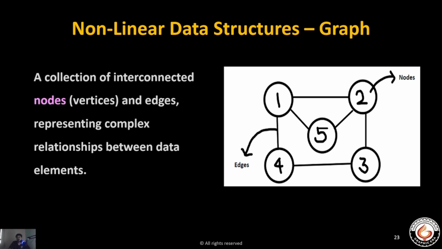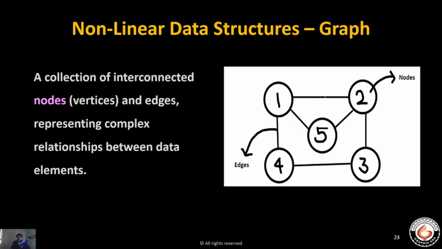Now we will know about graph. Okay, so what's a graph? A graph is a collection of interconnected nodes, or we can say vertices and edges, representing complex relationship between data elements. Here, a node can be connected to the multiple other nodes. Okay, and there is no format. They are also present in the level order, like this is the level 1, this is the level 2, and this is the level 3.